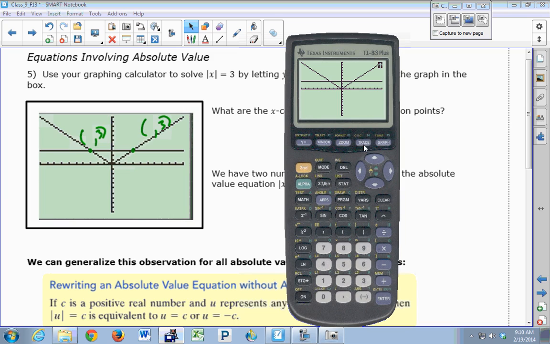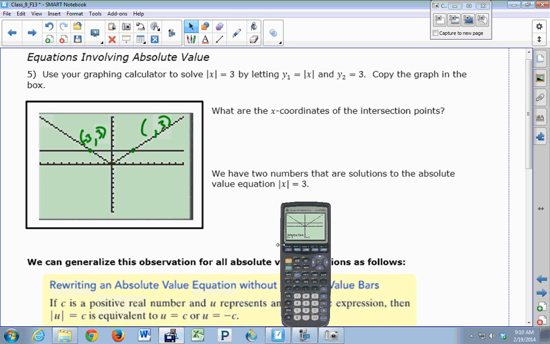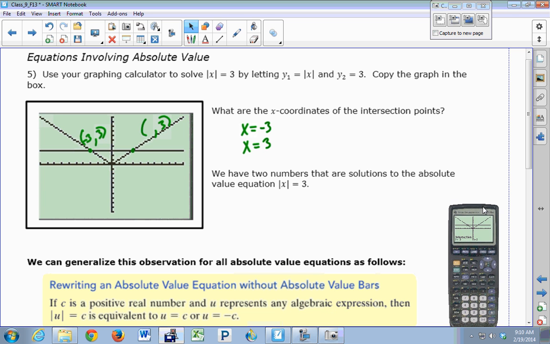So we do second calc, and we'll go down, we'll get the first one. We're going to say, where does this intersect? If you just put the cursor somewhere near the intersection point, anywhere, then you hit enter 3 times. This is the fun one to do because it's really no work. 1, 2, 3. And there's your first answer, -3. So we know the other one's going to be +3. So x equals -3 and x equals +3, and we have 2 numbers for our solution to the absolute value.